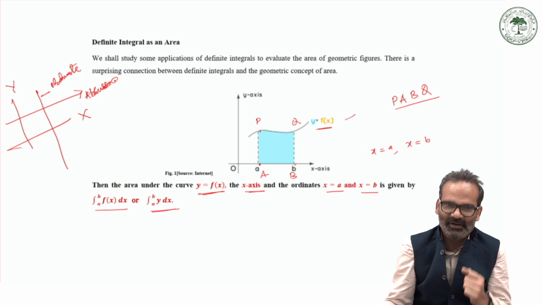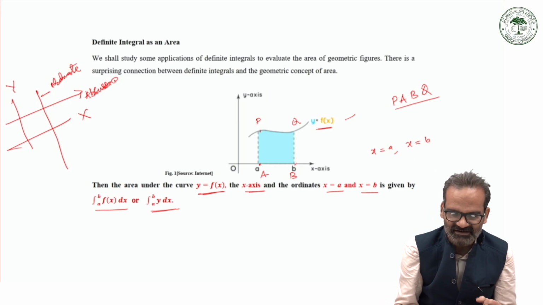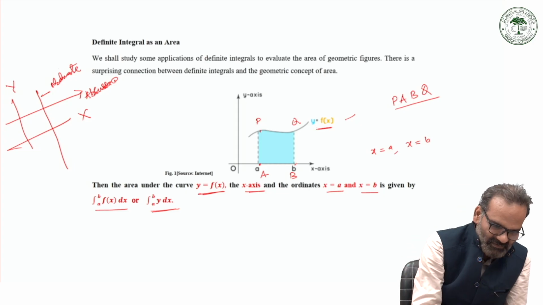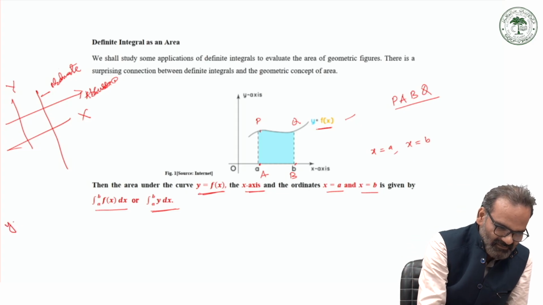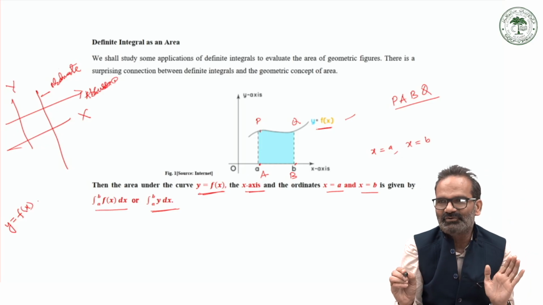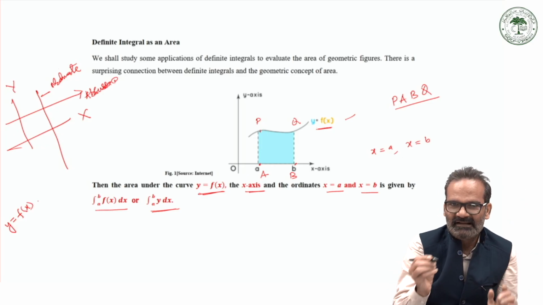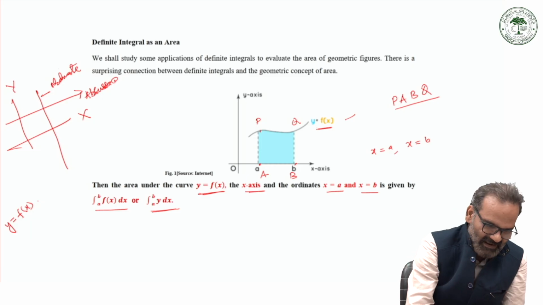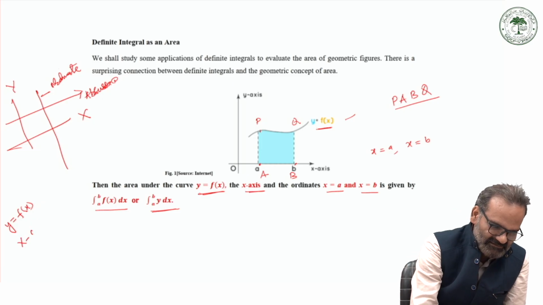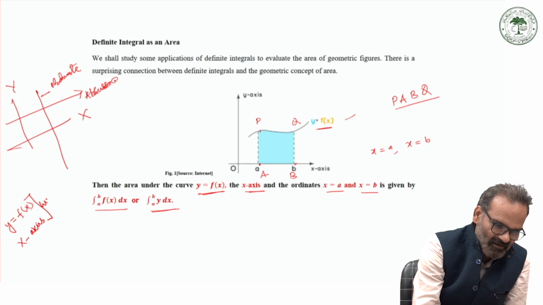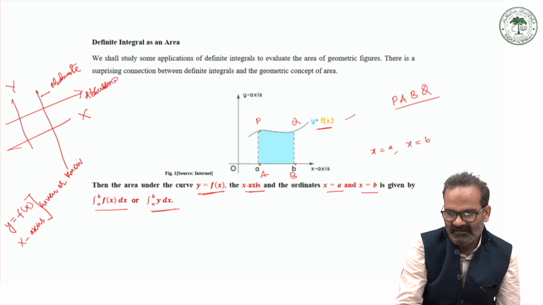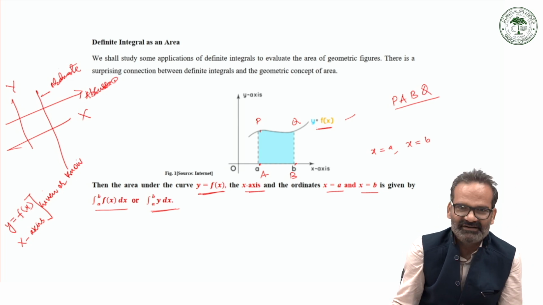Now look here, out of these three terms, y = f(x), this curve, will always be given to you. It is given. The second term is the x-axis, so this axis is also known. So these two terms are always known in the question, right? What is left? The left quantity is only the ordinates.